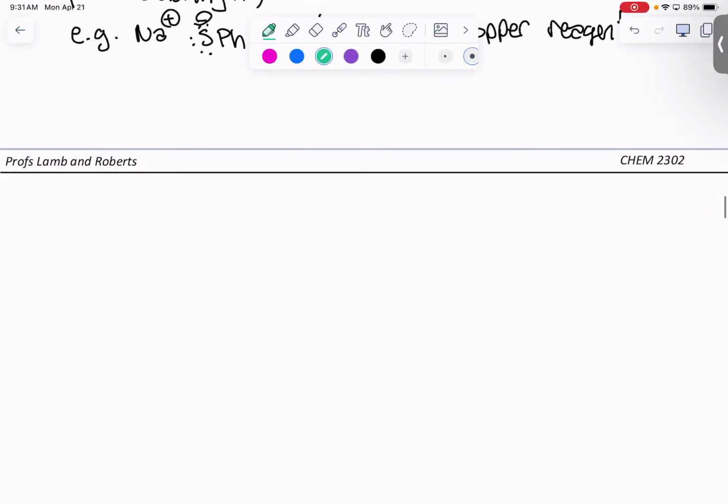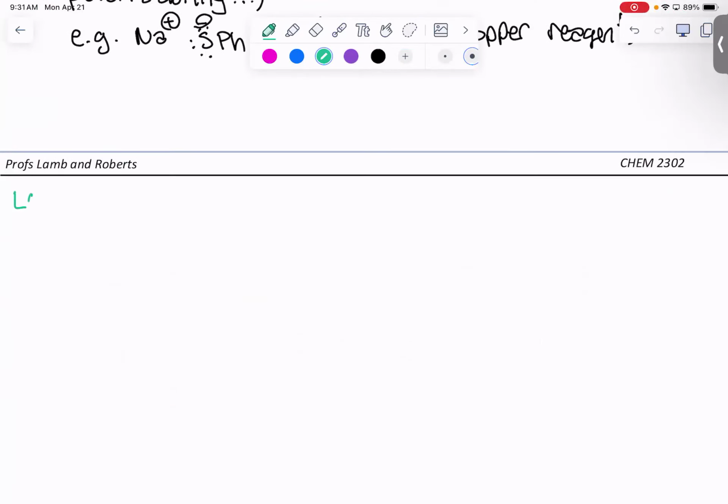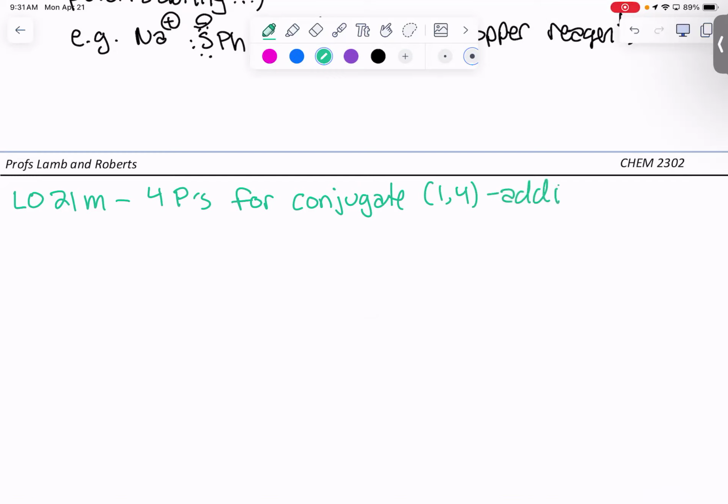So that's our next learning objective. This is learning objective 21M. This is going to be a 4P, so we're going to learn a mechanism of this. This could be a little bit different for us. So the 4Ps for, sometimes this reaction is called conjugate addition, or sometimes we call it 1,4 addition. All right, and I'll show you what that 1,4 means.